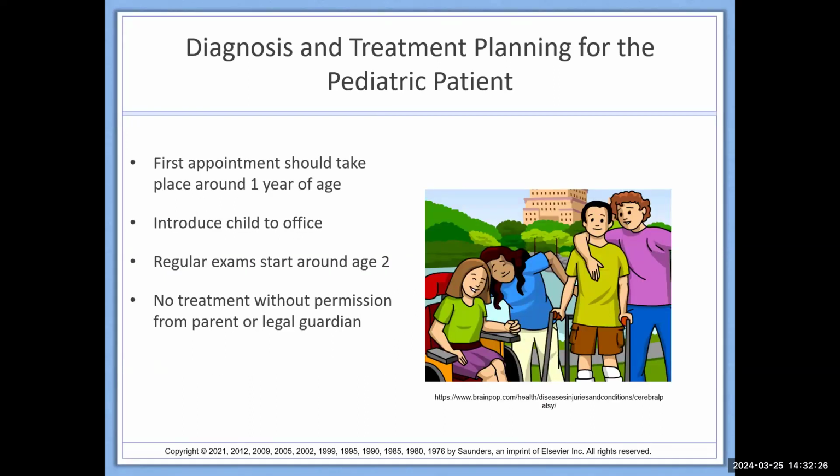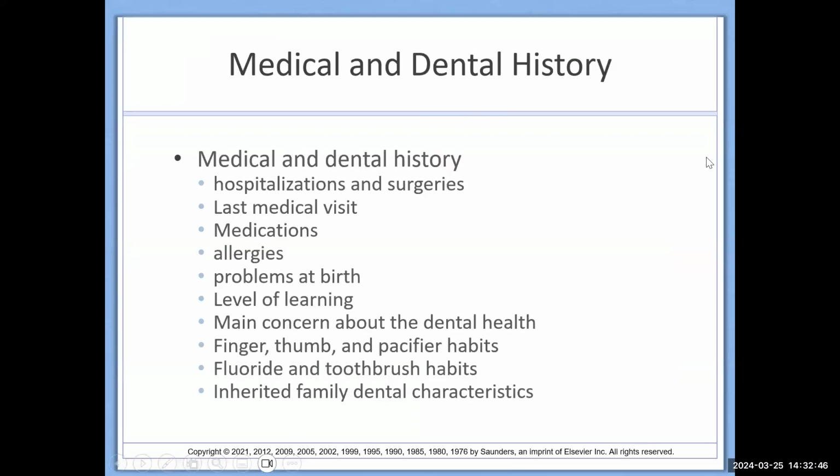Diagnosis and treatment planning for pediatric patients overall, though, the first appointment should take place around what, 1 year old? And then you have to introduce the child to the office. Regular exams should start around age 2, and there should be no treatment, of course, without permission from a parent or legal guardian. A good medical and dental history is definitely mandatory. You want to know when was the last time patients were hospitalized, when was the last time they had any type of surgery, any type of last medical visit, what are medications or allergies that they have, any problems at birth, what is the level of learning, and what is the main concern about their dental health.